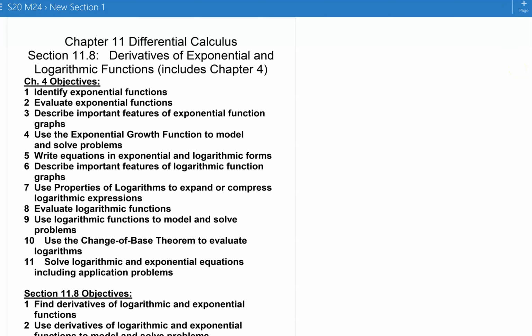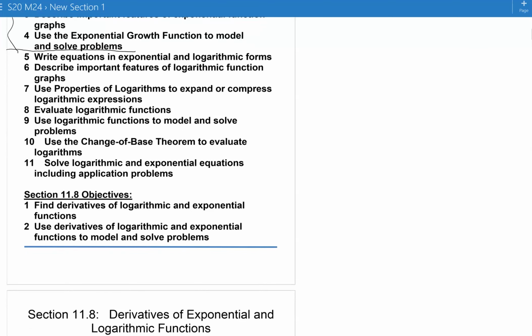So this section is the last section in chapter 11, that's section 11.8, and it's the derivatives of exponential and logarithmic functions. So I'm going to do a brief review of chapter 4, which is exponential and logarithmic functions. And how I'm going to do this is I'm going to go through the first 4 objectives, which are exponential functions, and then we're going to talk about the derivatives of exponential functions. And then we're going to come back and do logarithms and then do derivatives of logarithms.